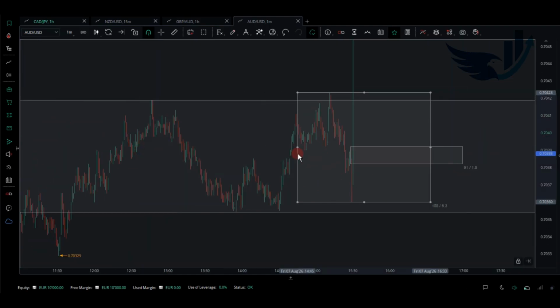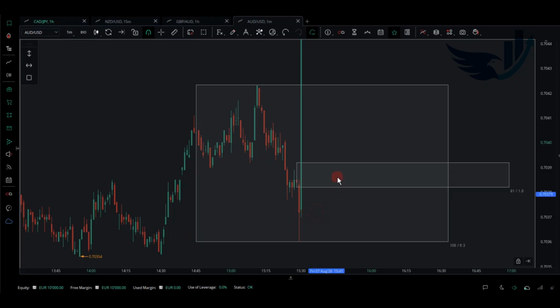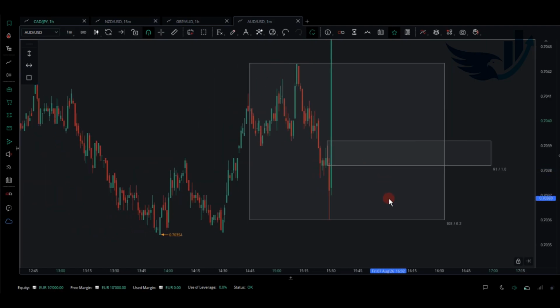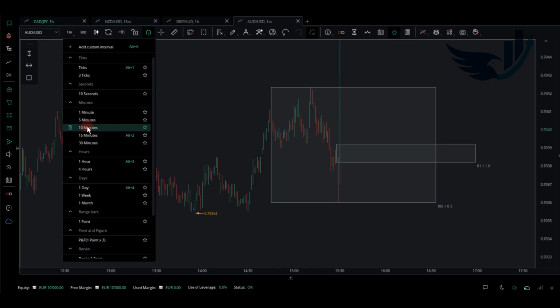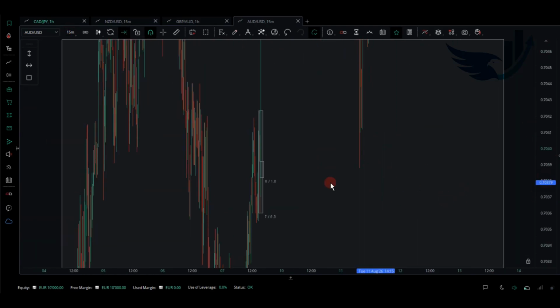And all you need is just to, let me just remove this box. All you need is just to put your order above the box, and your stop loss will be just under the box, considering the spread of the pair, right? So let's just go back to the 15-minute chart and see the results.